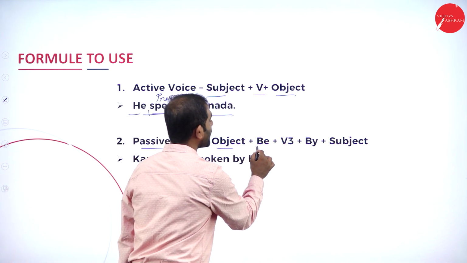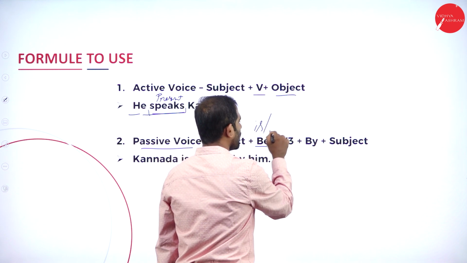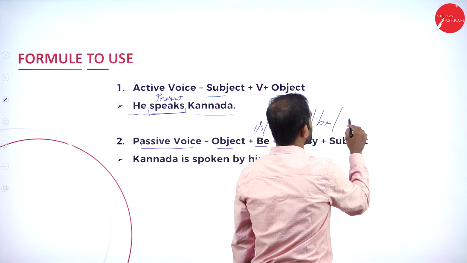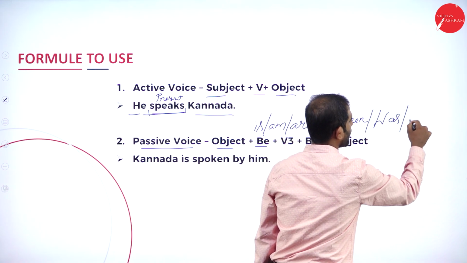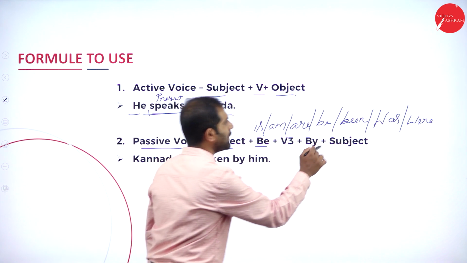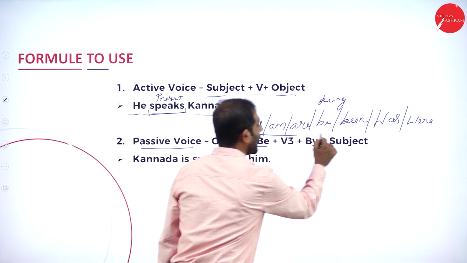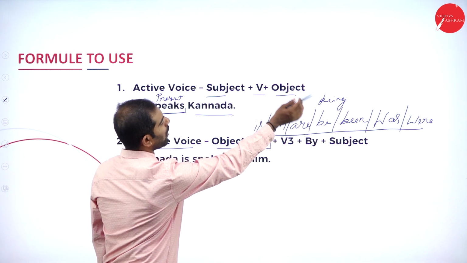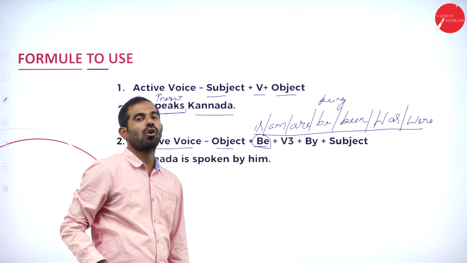Passive voice: object plus be. This is very important. You should know the be forms. Be forms are is, am, are, be, been, was, were. Being is also, to an extent, a be form. So you can use any of these be forms here in order to replace be. Without knowing be forms, you will go wrong in passive voice.